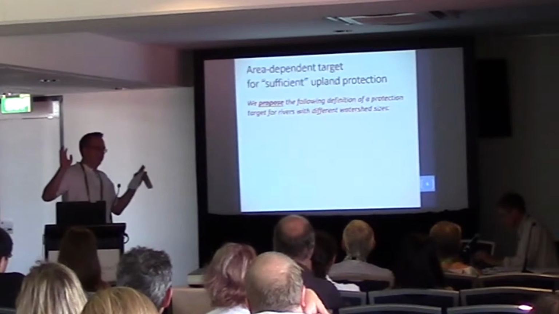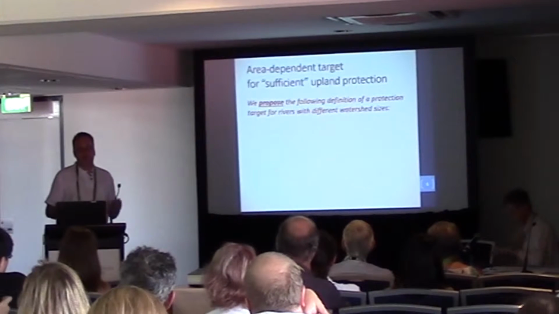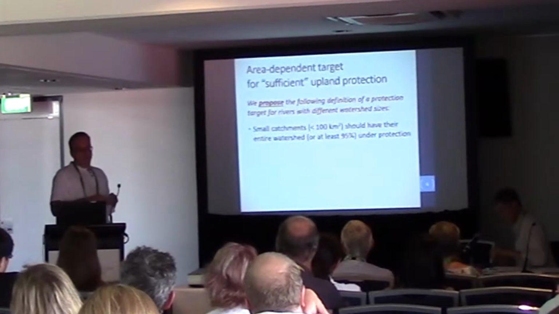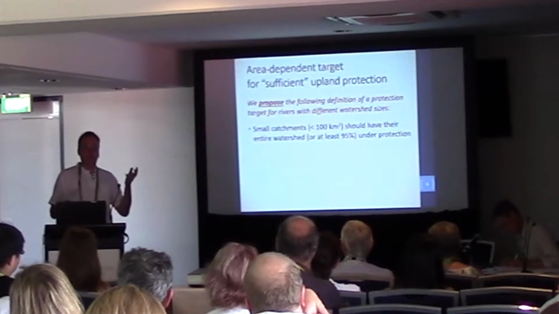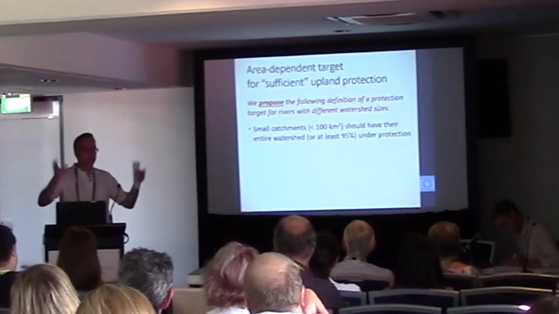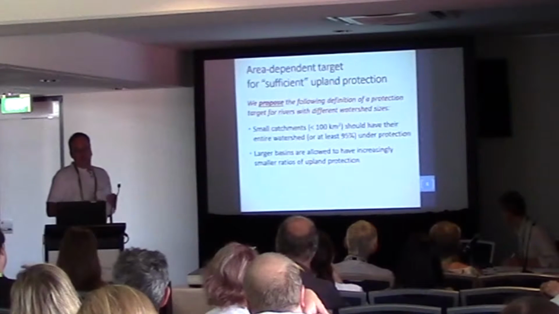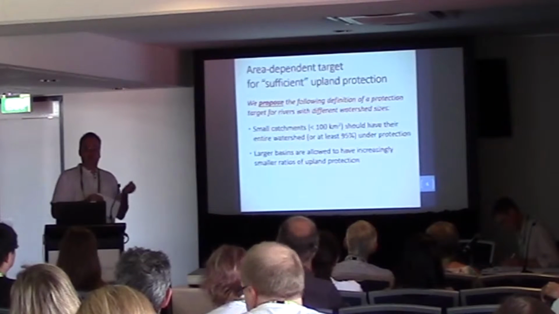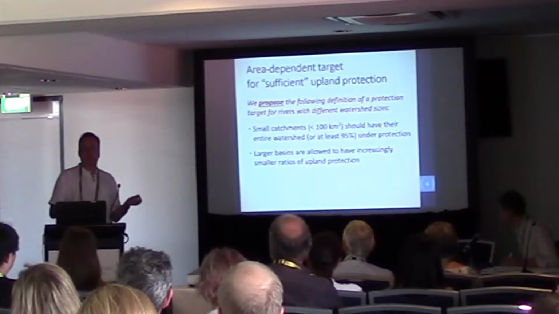So we propose, and I say this is really up for discussion, and I'd really like to hear feedback on it. We propose the following definition of a protection target for rivers with different watershed sizes. Small catchments should have the entire watershed, or 95%, under protection before we can call them in any way upland protected. Because if you've got a small headwater catchment and it's 50% destroyed, it's not good. Larger basins should be allowed to have an increasingly smaller ratio of upland protection. Otherwise, the Amazon, you would never call the Amazon adequately protected, right?